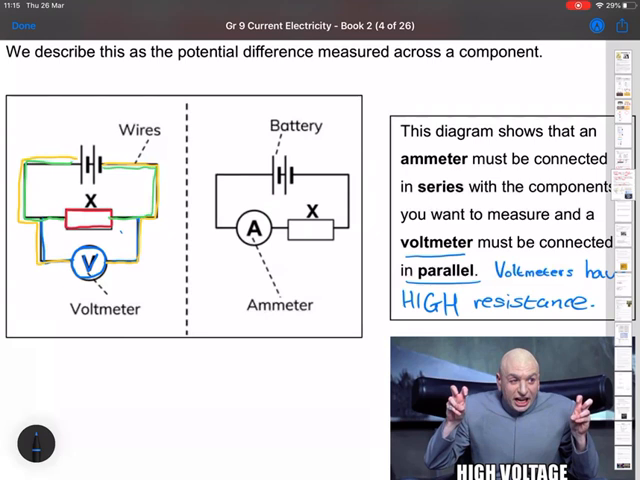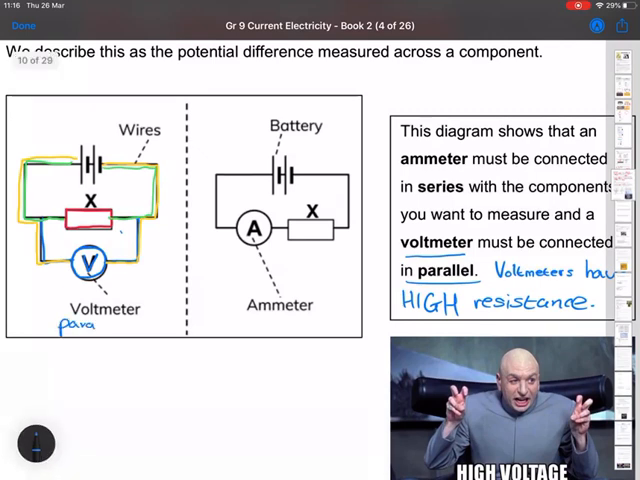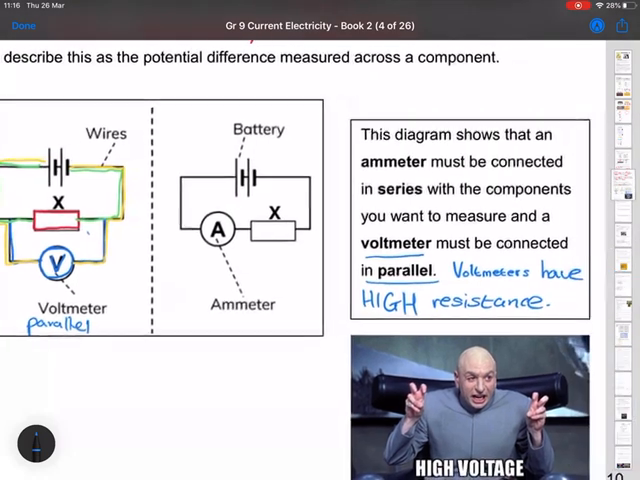Voltmeters have got high resistance, and that's to prevent much current going through it. We just want to check what the potential difference is across that resistor, so on either side of that resistor. That's why voltmeters are designed to have very, very high resistance. Okay, so make a little note here: voltmeters are connected in parallel.